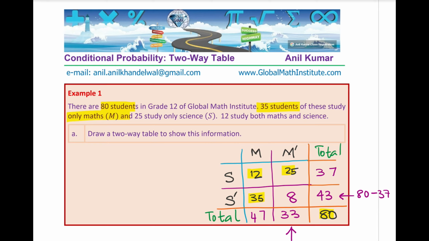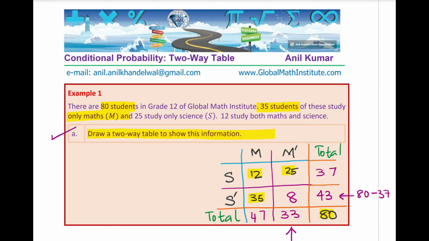Is that clear to you? Given information is shown with highlighted items and the calculated ones are shown not highlighted as given here. Correct? So we now have a two-way table. That is what we mean by: draw a two-way table to show this information. I hope this is absolutely clear, right? That is how you draw a two-way table for the given information. Now you can see it will be very simple to answer the conditional probability questions from here.